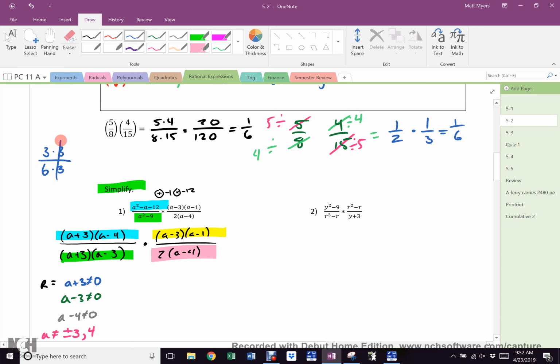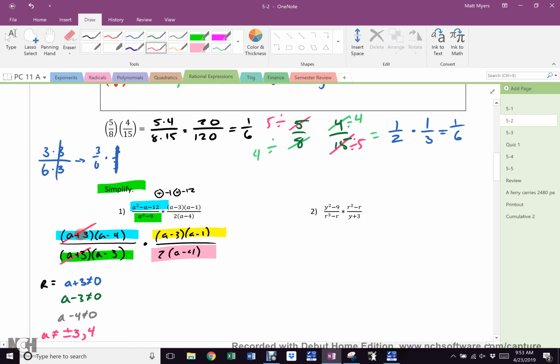Cancel them. Why? Because this is really 3 over 6 times 3 over 3, yeah? And 3 over 3 is 1. 3/6 times 1. Does that change its value? No. So do you see any of that kind of canceling here? Where? A plus 3 and A plus 3. Because that equals 1, doesn't it?